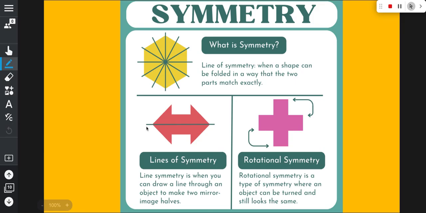So a line of symmetry, we can draw a line of symmetry. This shape actually has another line of symmetry. We could draw it straight down the middle right here. So this one would have two lines of symmetry.